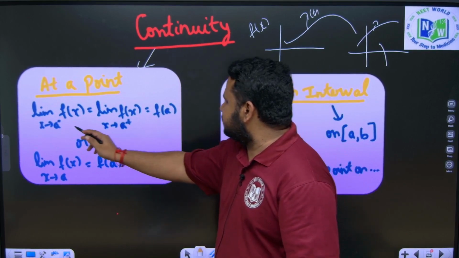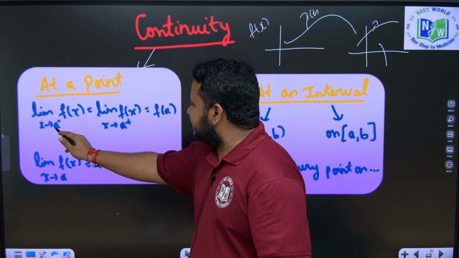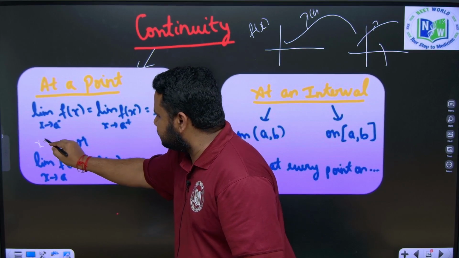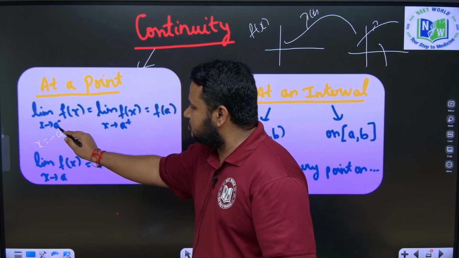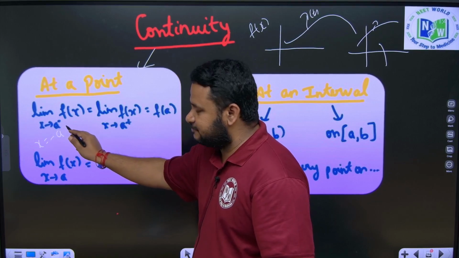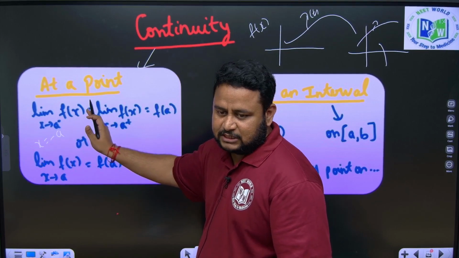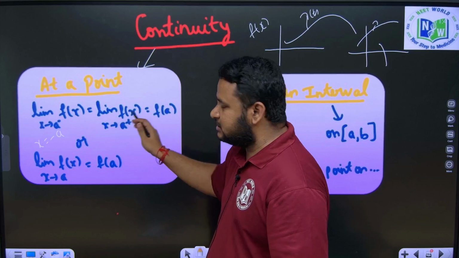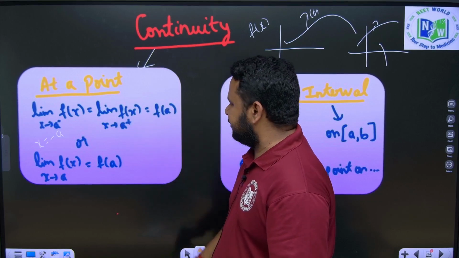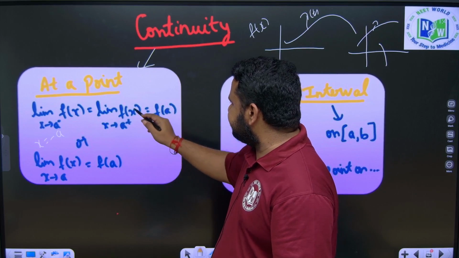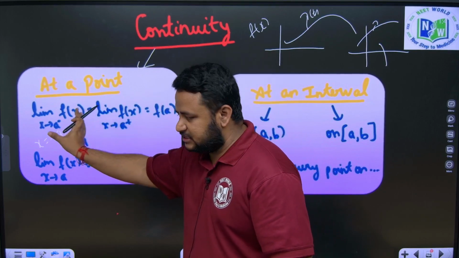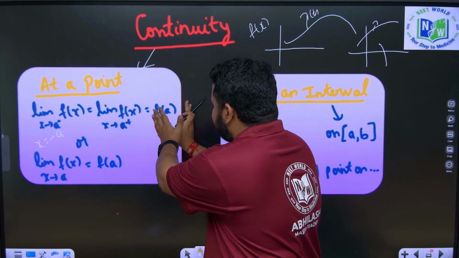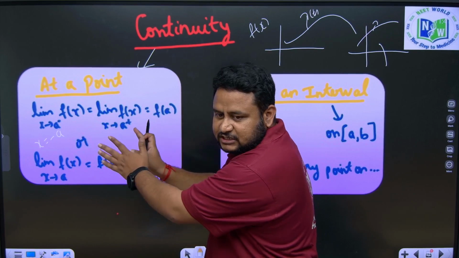Similarly, what we have written here is the limit of f of x as x tends to a minus. Here x tends to a minus means it is coming from the left side, so it is the left-handed limit. x tends to a plus means it is the right-handed limit. This is equal to f of a. This is the meaning of continuity. If the function has a left-handed limit and a right-handed limit, they are equal, and that is equal to f of a, then that function is called a continuous function.